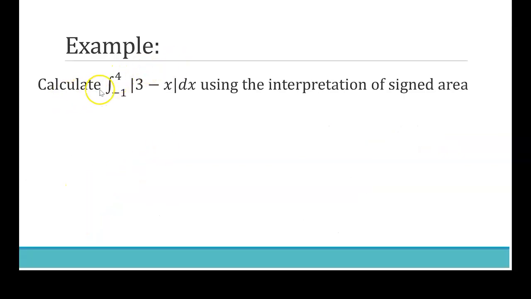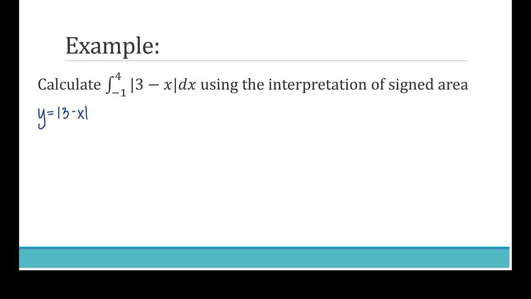In this next example, we're going to calculate the definite integral from -1 to 4 of the absolute value of 3 minus x dx using the interpretation of signed area. So here we have this absolute value function, absolute value of 3 minus x, and we want to go ahead and graph it.